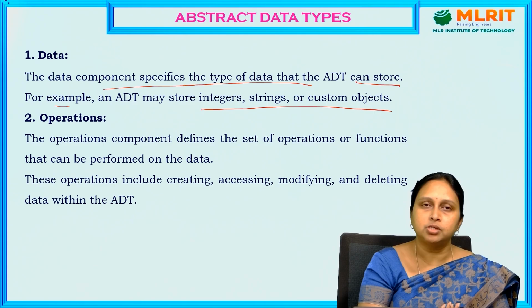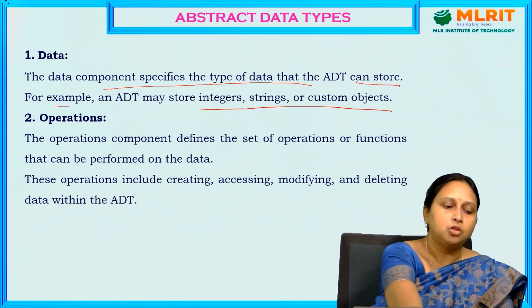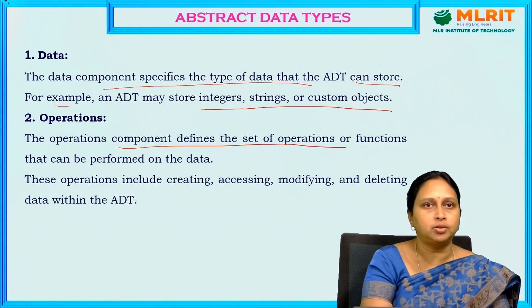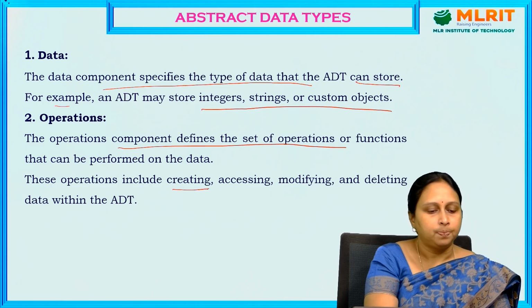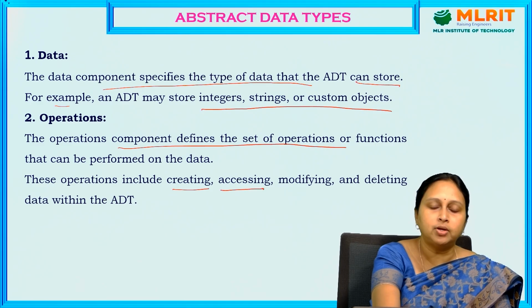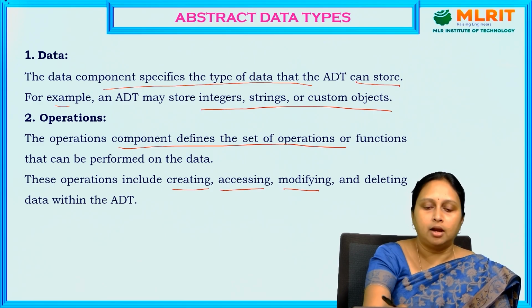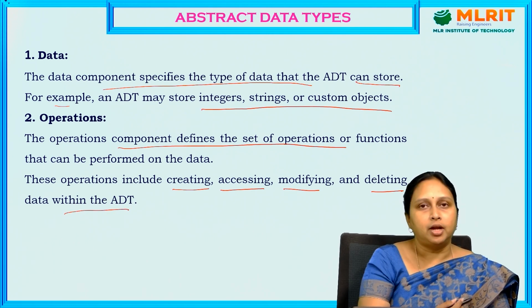And when we are going to see the operations, what are the different operations we can perform? The operation component defines a set of operations or functions that can be performed on the data. Those are where you can create a particular data structure or create a particular node, and how you are going to access a particular node, or how you are going to modify the data, and then deleting the data within the ADT, right? What are the different operations we can perform on a particular data structure?